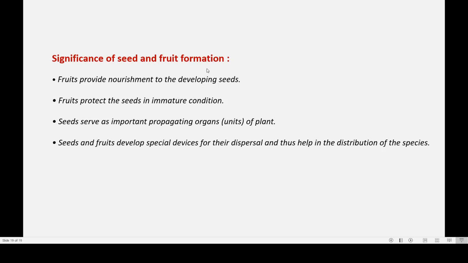So in this class we have studied the double fertilization process. Then we have also seen post-fertilization changes. Now in the next class we are going to see dormancy and apomixis.